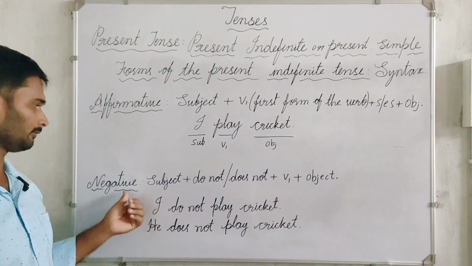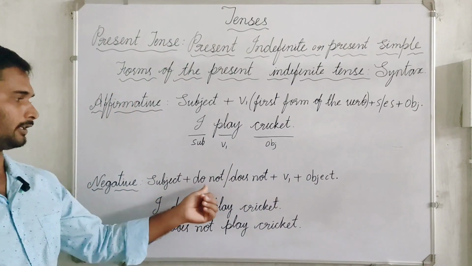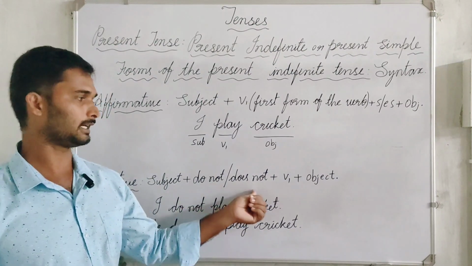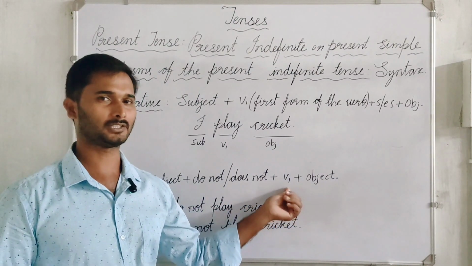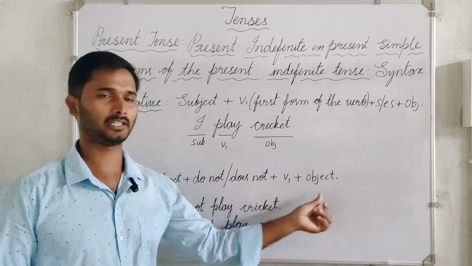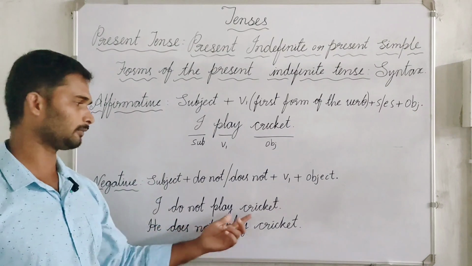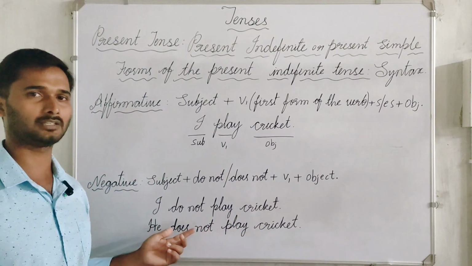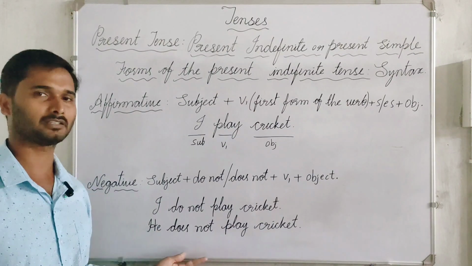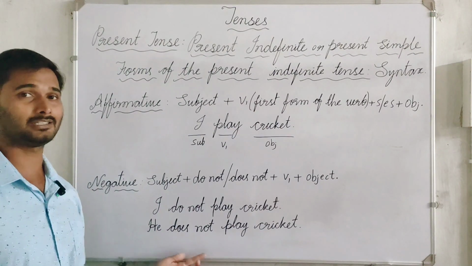Let's see the negative form. Negative form: subject plus do not or does not. The contracted form, don't or doesn't, plus V1, the first form of the verb, along with S or ES for the singulars, plus object. Here are a few examples. I do not play cricket. The short form is I don't play cricket. One more example. He does not play cricket. The short form is he doesn't play cricket.